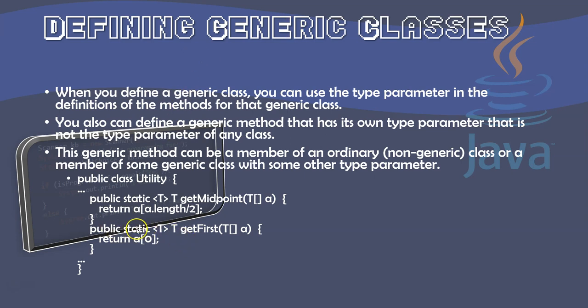And you can see here's our other static method, getFirst, and you can notice here we're again passing in a and returning a[0]. Notice both of these are not of type Utility. They are generic here because we're using this T in both of these methods.